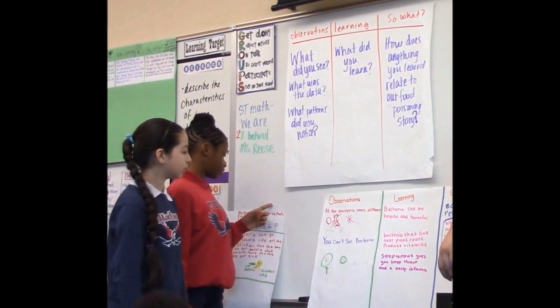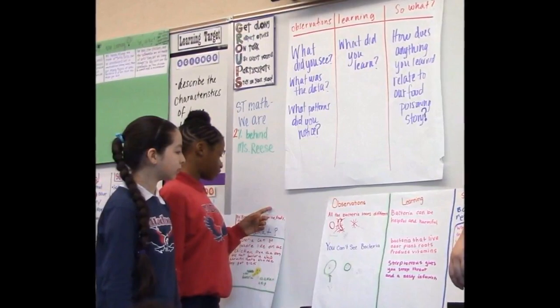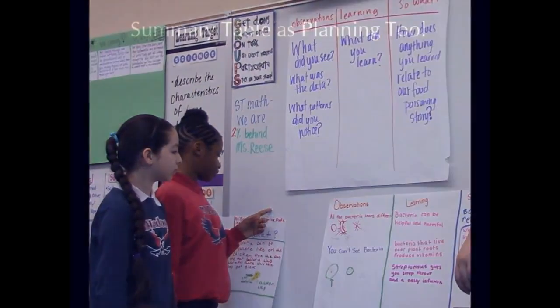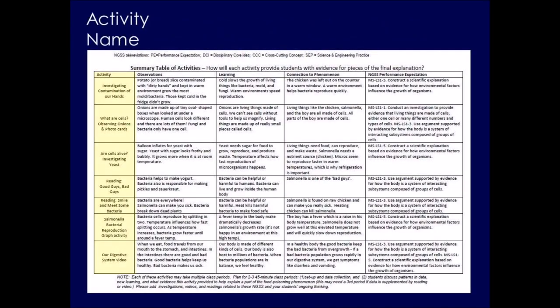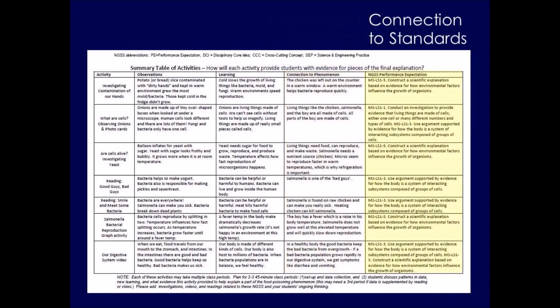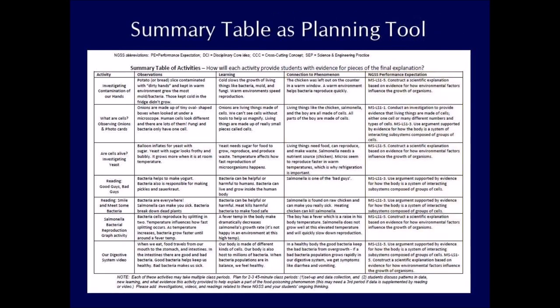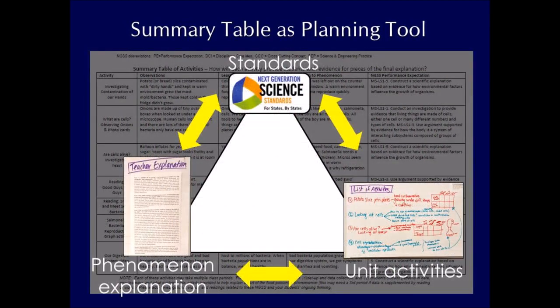The summary table is a tool used with students to help them summarize their learning and see connections between activities and the phenomenon. However, the summary table is also a helpful unit planning tool for teachers. It has spaces for the name of the activity, what students would likely observe and learn during that activity, and how the activity connects to and helps explain part of the anchoring phenomenon, as well as room for connections with the standards. This table captures the relationships between standards, the phenomenon, and the selection of activities.